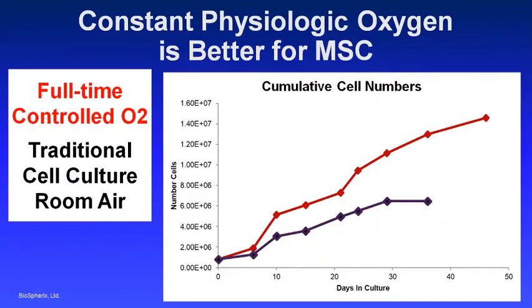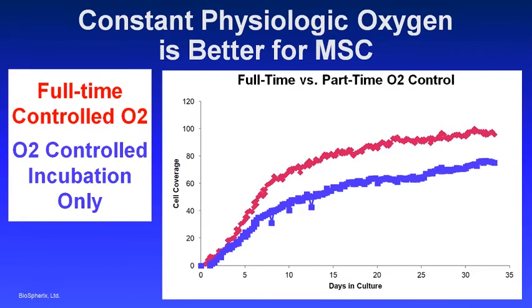We also get more passages out of them. They grow consistently better over time when you control the oxygen to physiologic levels. So what if I have something like a tri-gas incubator where I can control the oxygen during incubation and just take them out to the biological safety cabinet, handle them real quick, get them right back in the incubator? That's good enough, right? Well, not really.